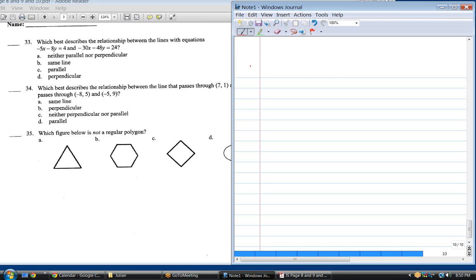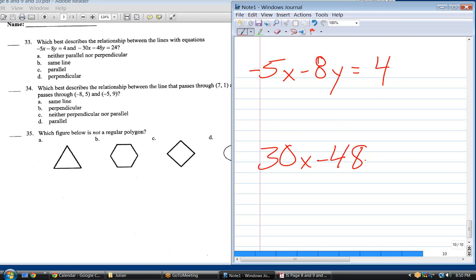All of these answers, or most of those answers, have to do with parallel or perpendicular. Now, at a minimum, we need to figure out the slope of each of these. In other words, in order to answer questions about whether they're parallel or perpendicular, we've got to figure out what the slope is.